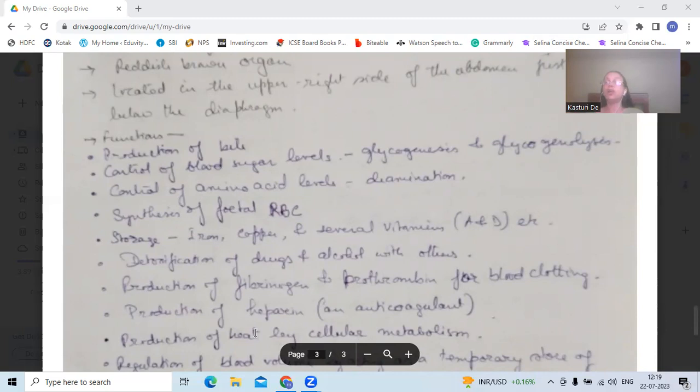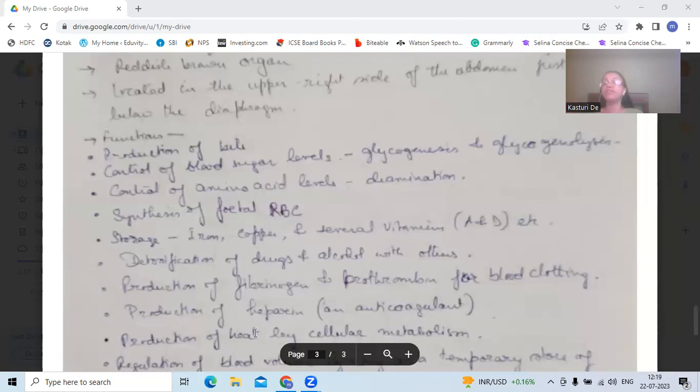Now, controlling of amino acid level by deamination. The excess amino acid which is present in the blood will be broken down by deamination. The nitrogen amino group will be converted to urea and excreted from the body, and the rest of the amino acid will be converted to glucose and will be used by the body.